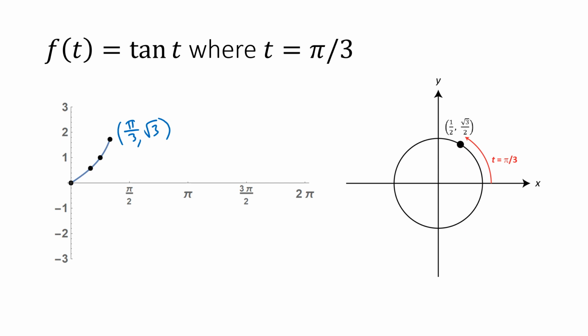But now something interesting is going to happen as we get closer to 90 degrees. At pi over 2, at 90 degrees, we're at the point 1, 0. And as we know, the tangent of pi over 2 really wants to be b over a. It really wants to be 1 divided by 0, but that's undefined.